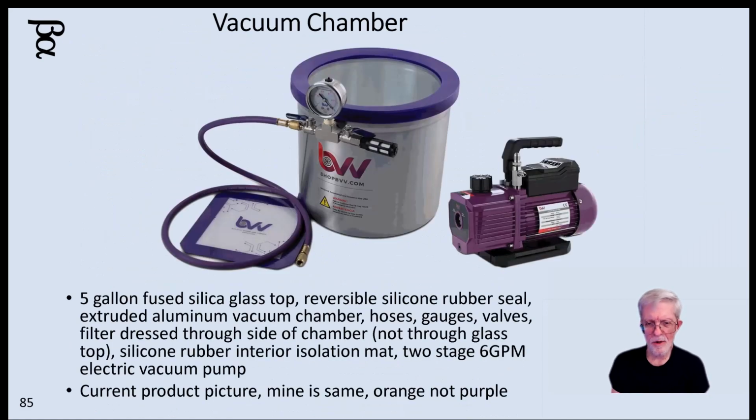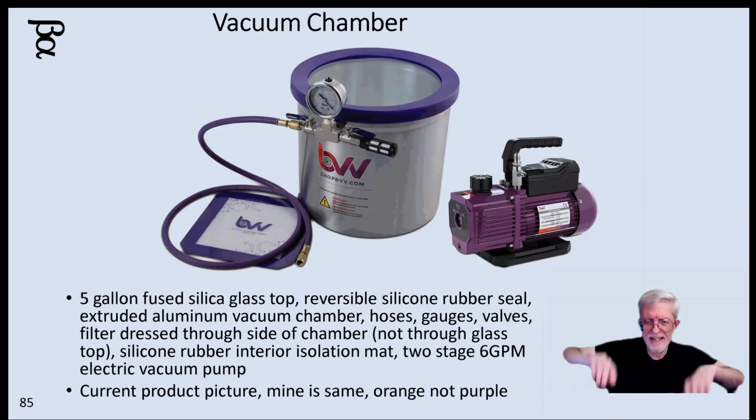And here's a current version of the Best Value Vacs vacuum tank kit. It's a 5-gallon vacuum tank. It's made out of extruded aluminum. The top is 1-inch thick fused silica glass. It has a silicone rubber O-ring seal.